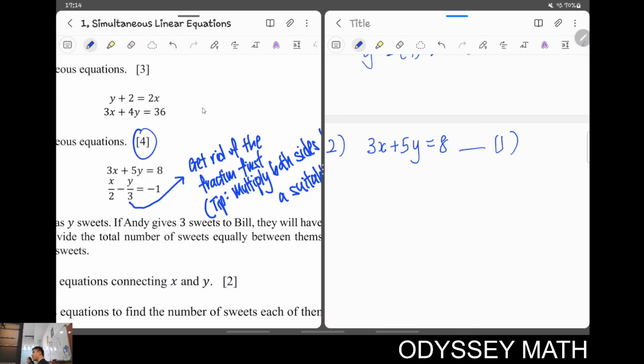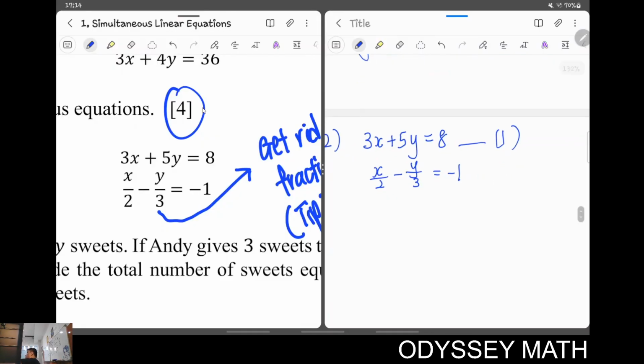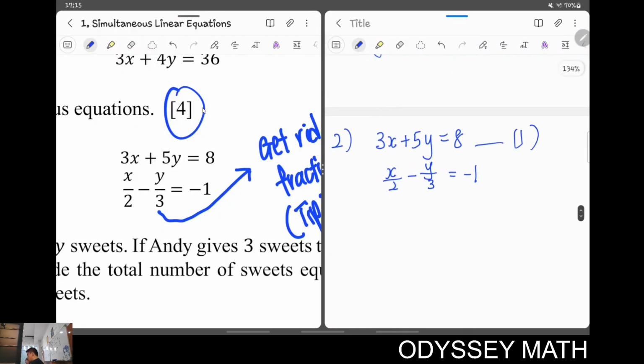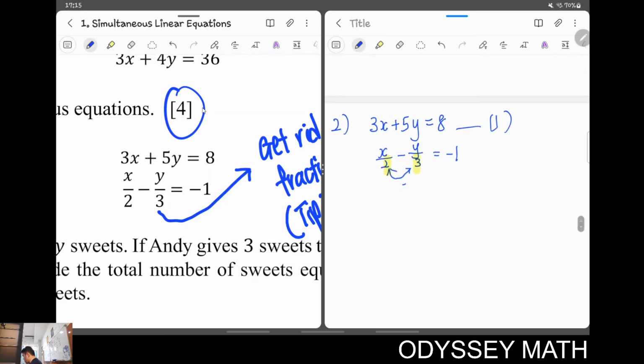Now, on the other hand, let's look at this equation: x/2 - y/3 = -1. Unfortunately, for this equation we are not going to call it equation 2 so quickly because there are fractions here. So what do we do? I want you to remember this. If it comes out, then it will be your time to shine. We multiply both sides by the product of these two denominators. So 2 times 3 equals 6. So we multiply both sides by 6, 6 on the left and 6 on the right.